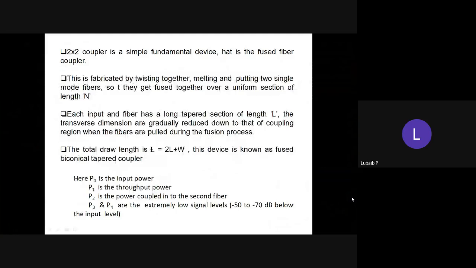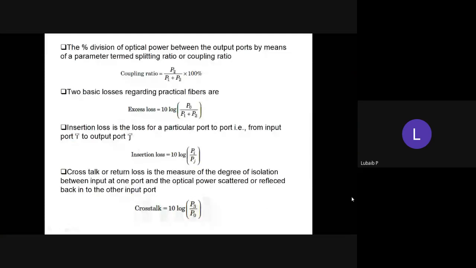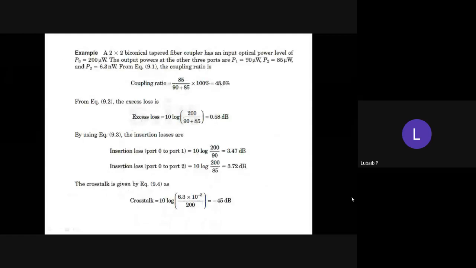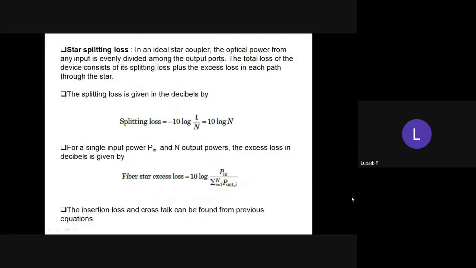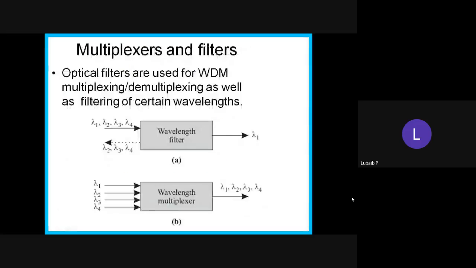The previous class discussed wavelength division multiplexing and the basic components used for it. They are optical couplers, used for splitting and combining the signals, basically N by N couplers and star couplers, etc. Now we are going to discuss the filters that are used in wavelength division multiplexing. I think all of you know about filters.